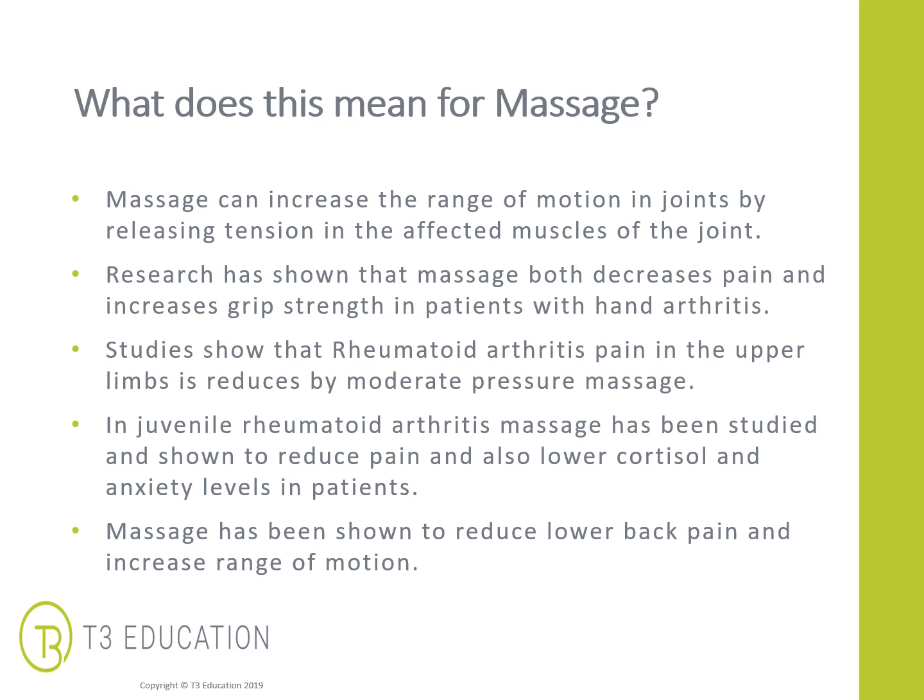Studies show that rheumatoid arthritis pain in the upper limbs can also be reduced by moderate pressure massage. And this comes back to what we talked about in terms of being aware of pressure, being aware of these conditions, and working closely with your client to ensure you're working in the right levels. Also for children suffering from rheumatoid arthritis, massage has really been shown to reduce the pain and also the stress levels and cortisol levels in patients.